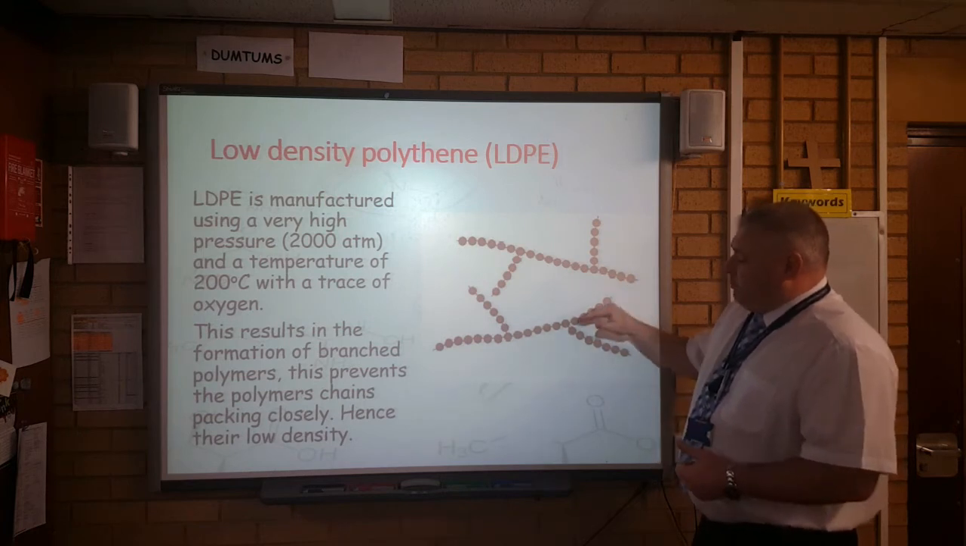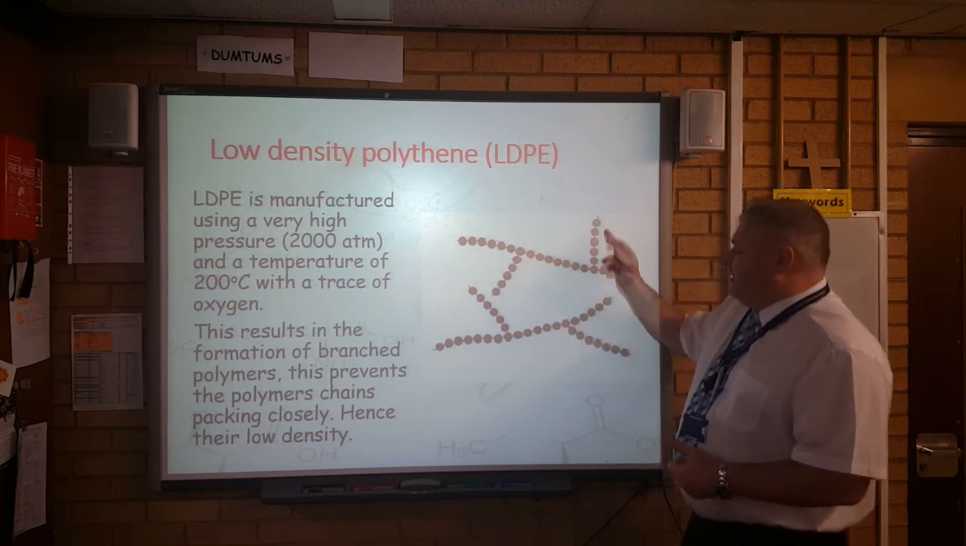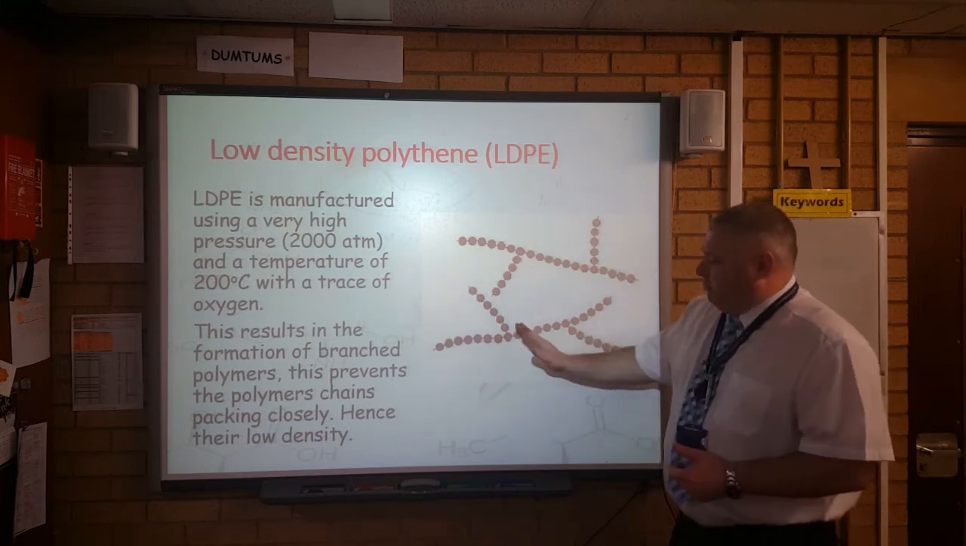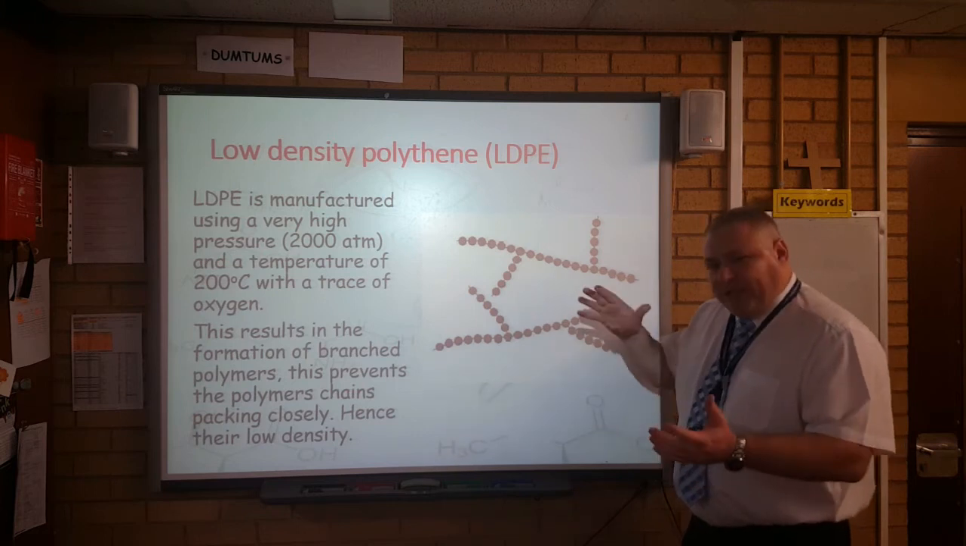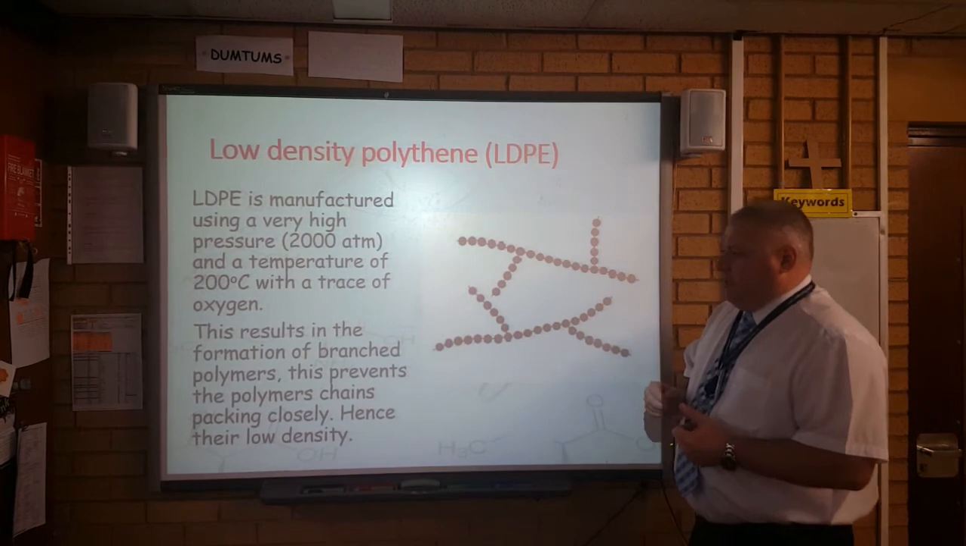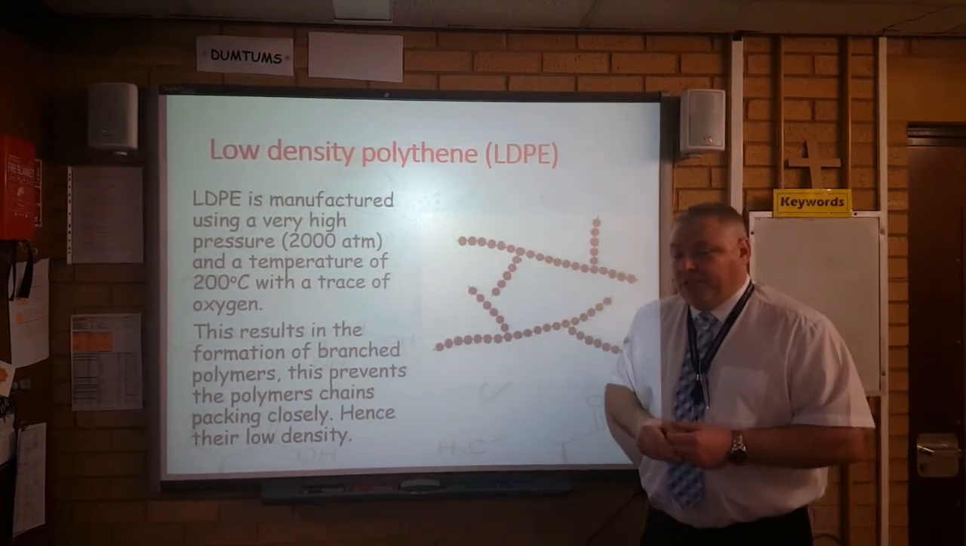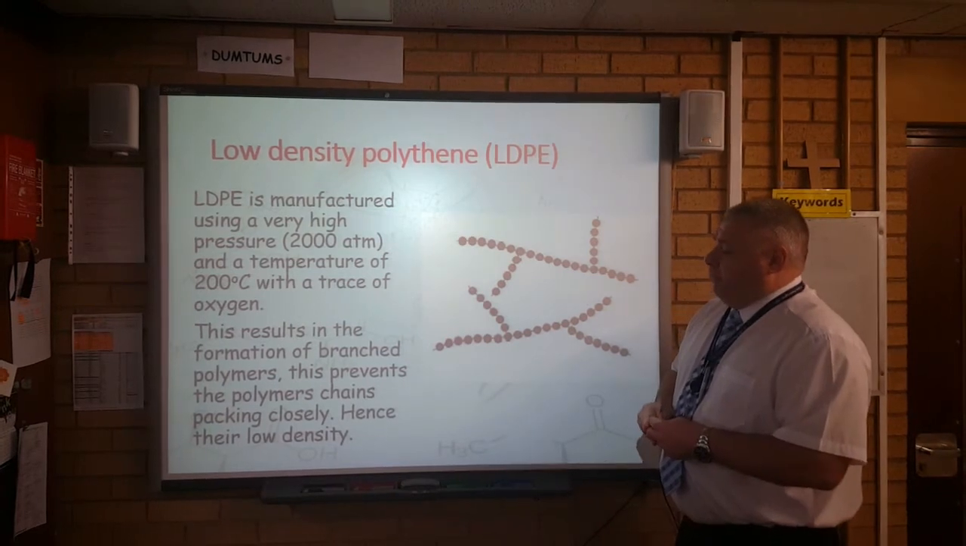If you look at these polymer molecules, they've got these side branches coming off them, okay? And because they've got these side branches coming off them, this prevents the individual polymer molecules from getting close together. And because they can't get close together, that results in the low density of the polymer.